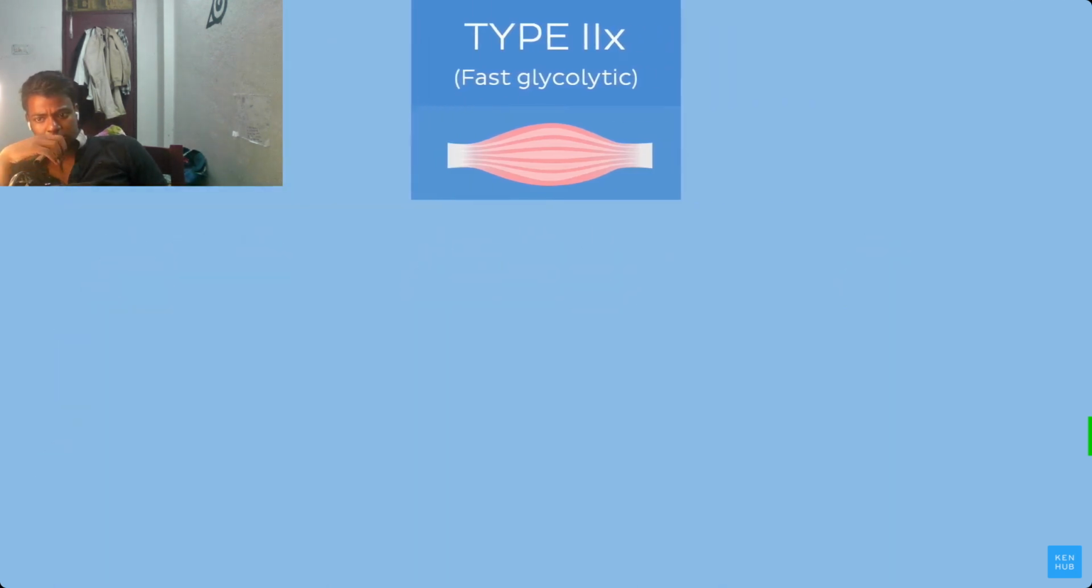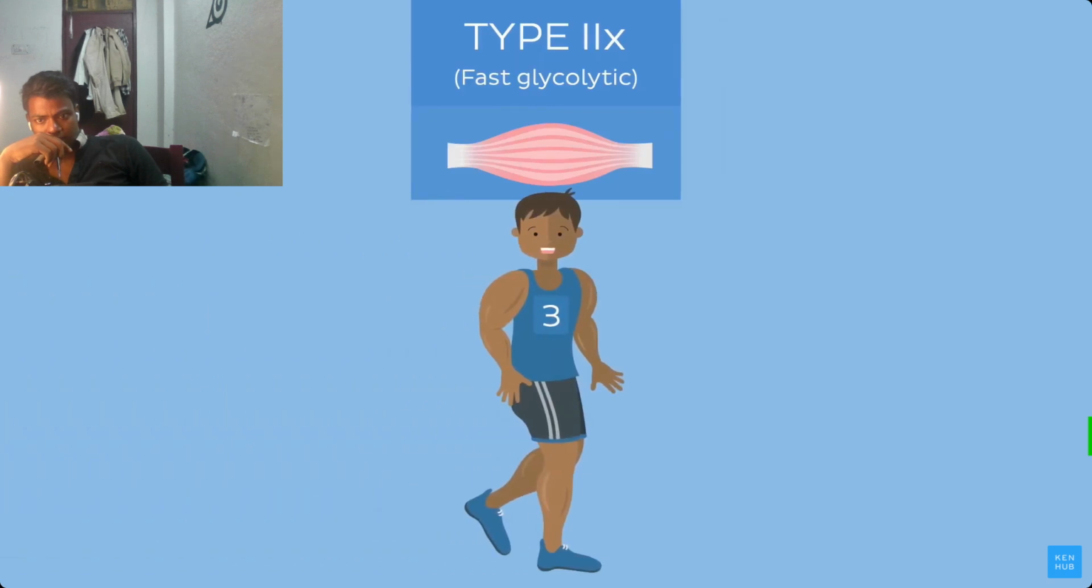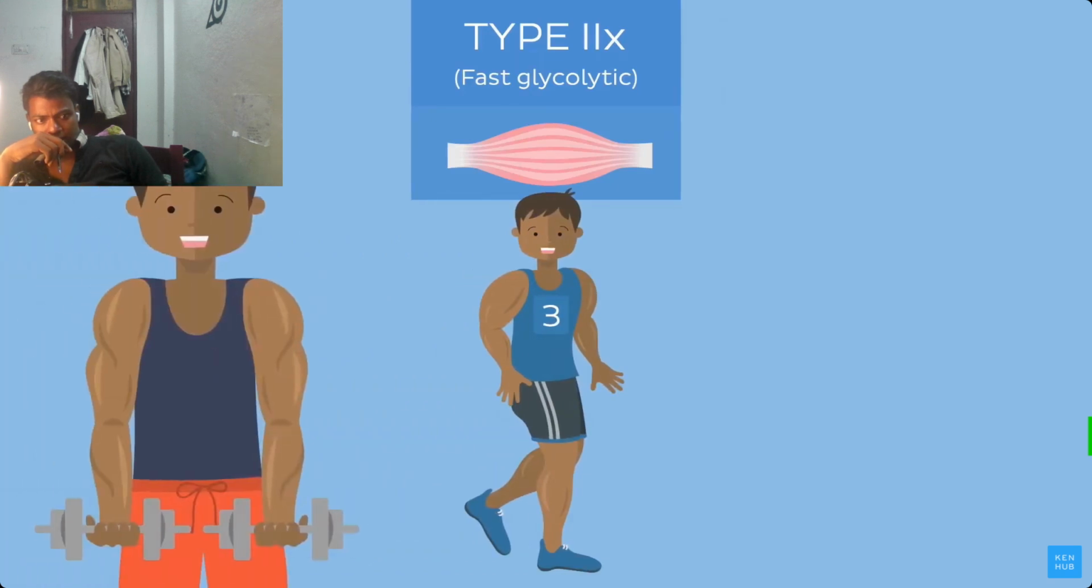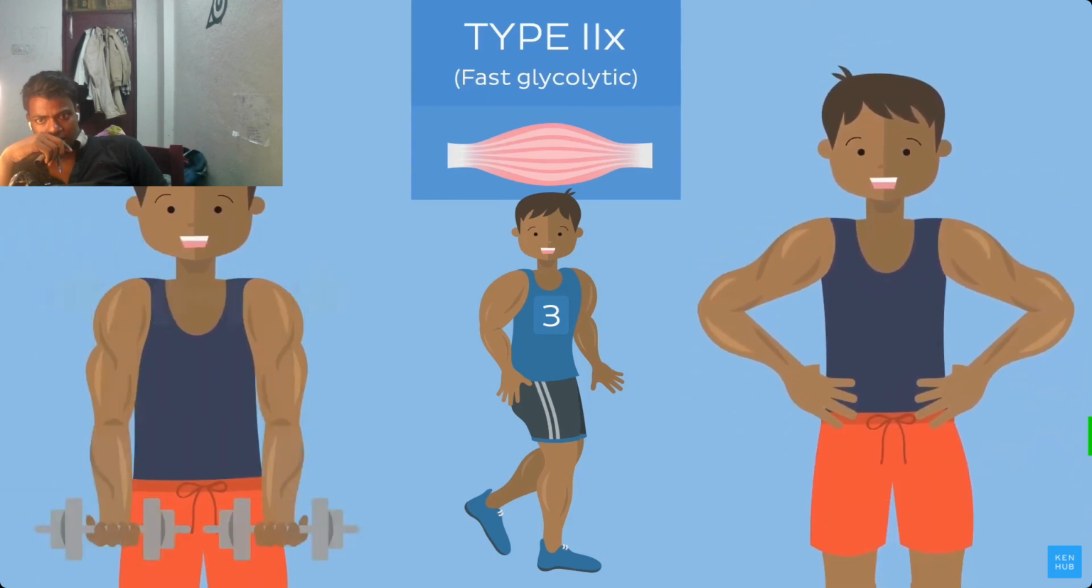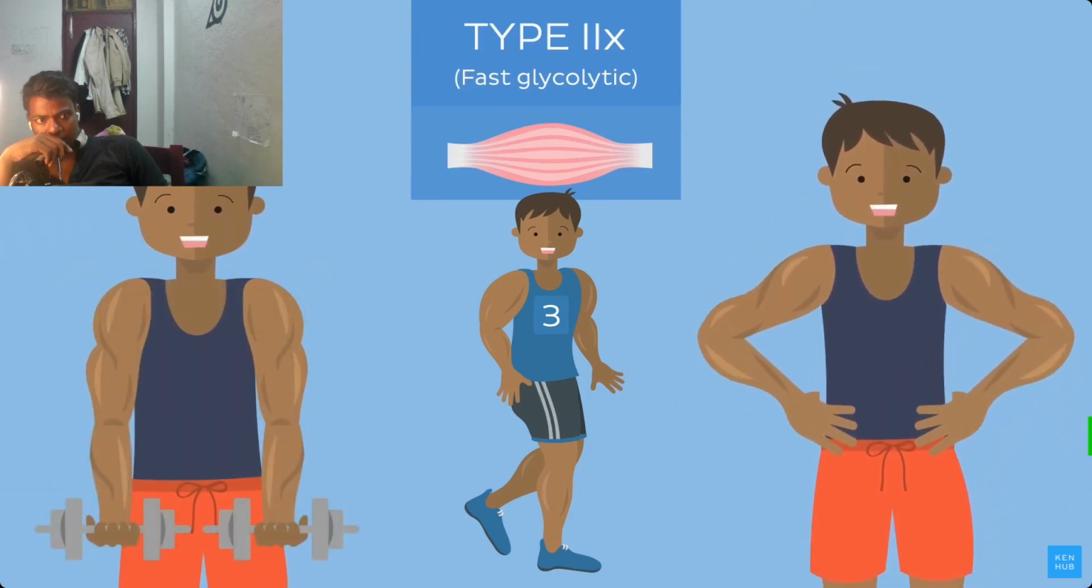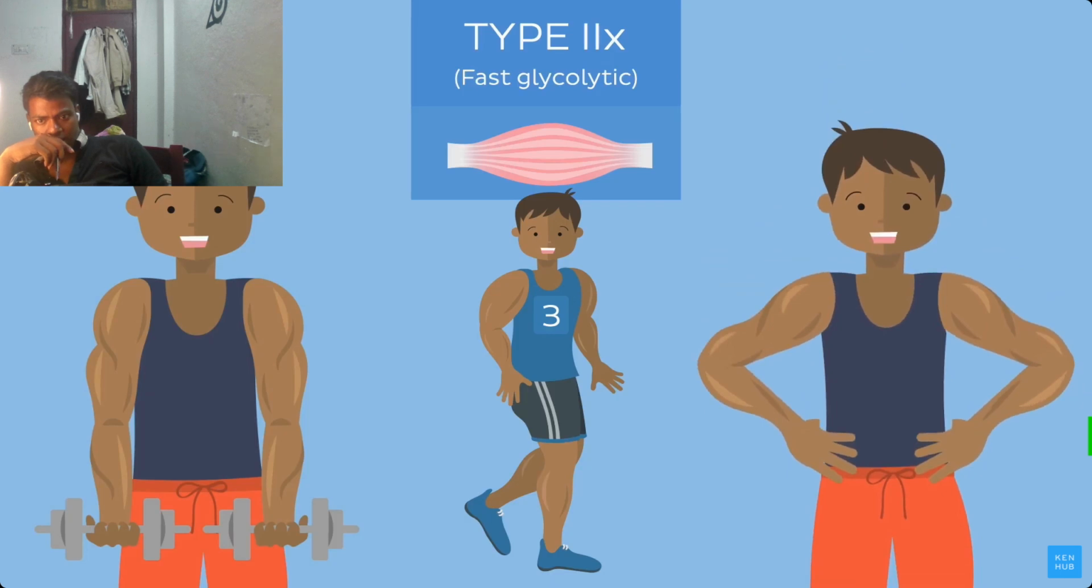So type 2X fibers are the go-to choice for explosive, short bursts of anaerobic effort. Activities like weightlifting, sprinting, and jumping predominantly recruit these muscle fibers. They are the muscle workhorses responsible for generating rapid and powerful muscular contractions, just like our sprinter in lane 3, leaving nothing but a streak of speed in their wake.